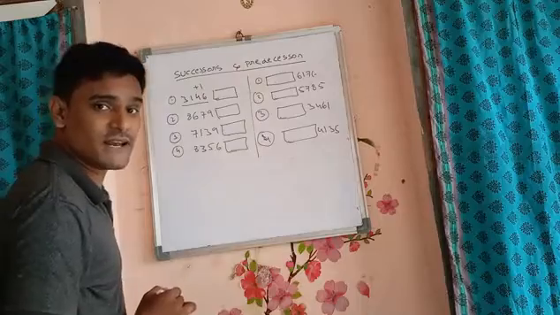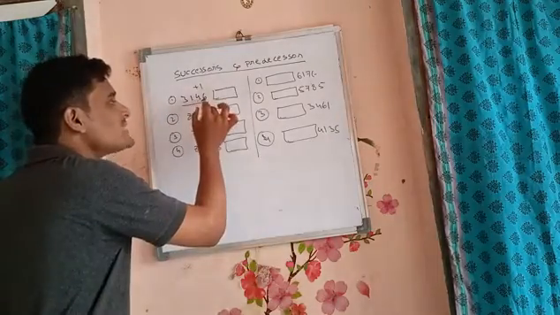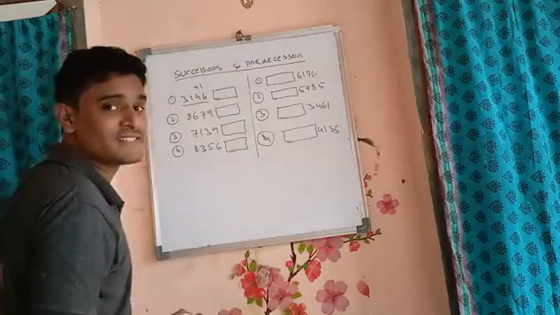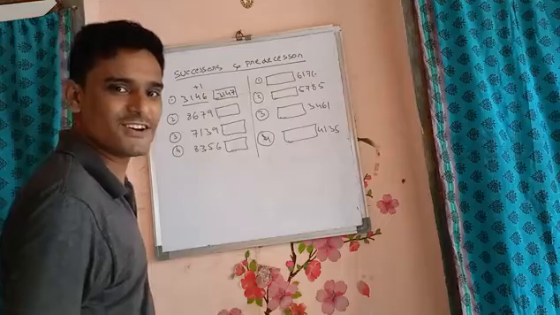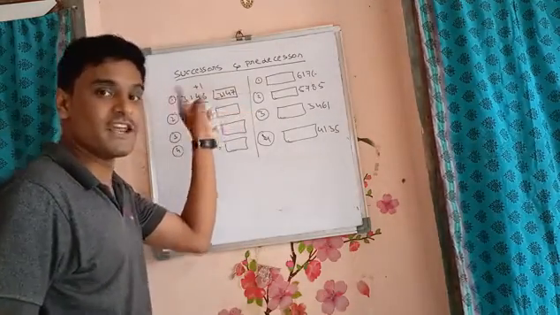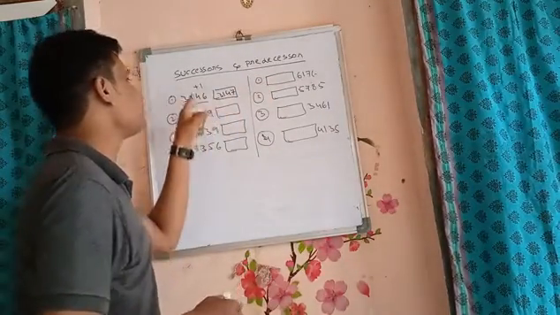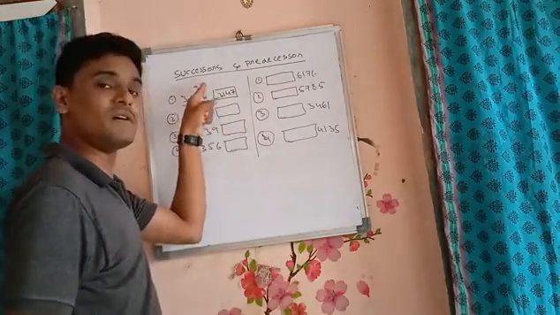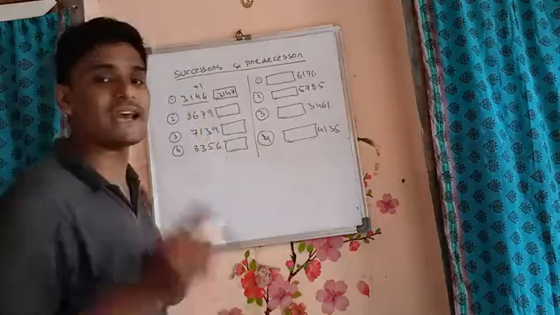3146. We can add one to this number. 3146 plus 1, we can say 3147. Okay, that's why I told you, successor means the next number. 3146, next number 3147. Right? In the same pattern, when we add one to the given number, it is called a successor.